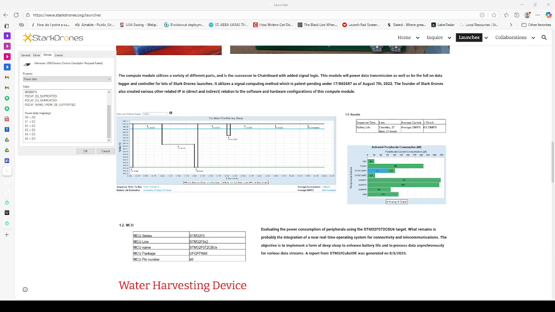Still unknown device descriptors. What's left is probably the near real-time embedded OS, which is, again, continuous work in progress. But we have the power state mappings for the Star Compute module.